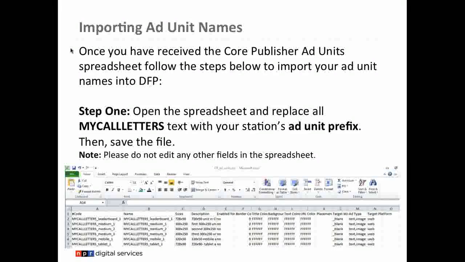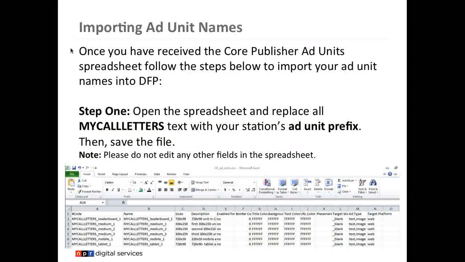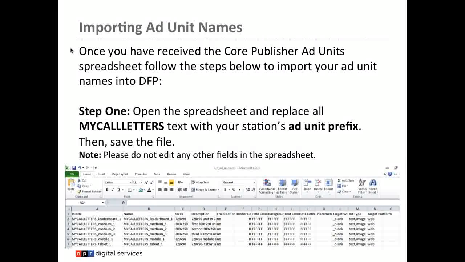The next step, after you have found your network code and you have determined what you want your ad unit prefix to be: there are 6 new standard ad unit names that you must add to your DFP account. This will allow you to select which block your ad will display in on your core publisher site. So remember, I talked about the blocks that you now have available.